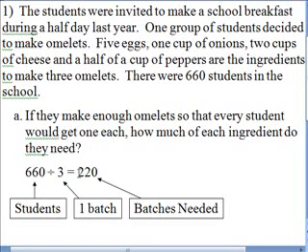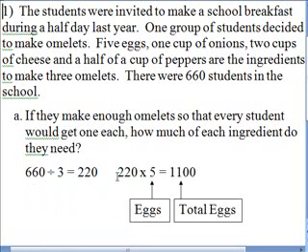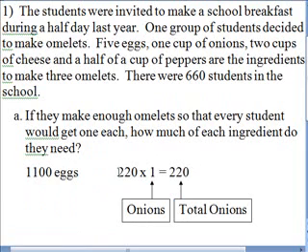Okay, so since we need 220 batches, and these are the ingredients that go into one batch, we can simply multiply this number by each one of those ingredients to find out how much of each ingredient we need. So if we need to make 220 batches, and each batch we have to put in 5 eggs, then we're going to need to use 1,100 total eggs.